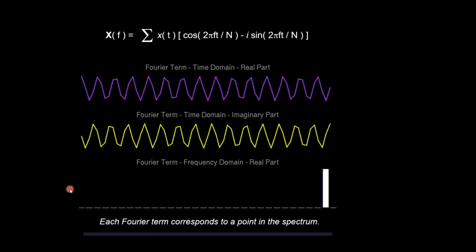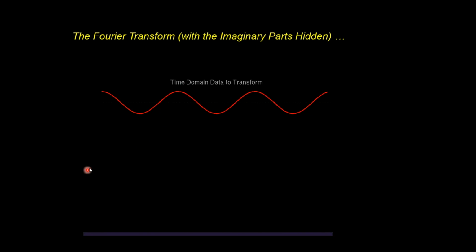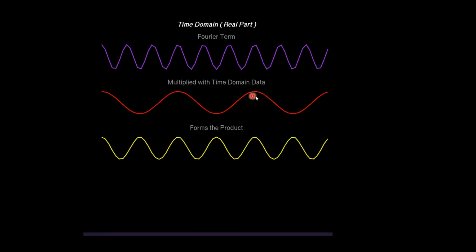So how does this actually work when we want to generate a Fourier transform? Well, let's say we have some time domain data that we'd like to Fourier transform. What we will do to generate one point in the Fourier transform is to take one of the Fourier terms and multiply it by our time domain data to form a product.